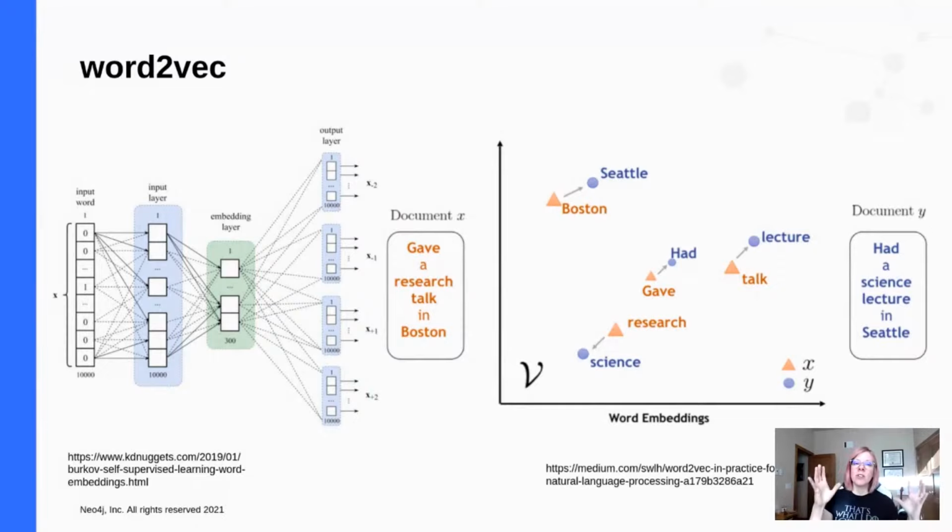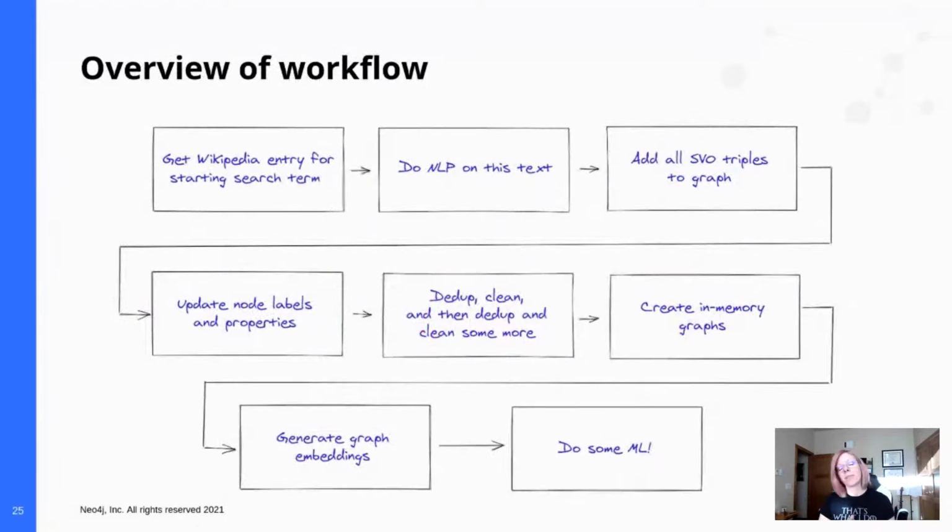So when we convert things to vectors, we can do word similarity. We're going to do sentence similarity, but it's going to work the same way. Okay, let's get a little bit more in detail about this workflow. We're going to get our Wikipedia entry for our starting search term, and we're going to do natural language processing on it to get all of our SVO triples.